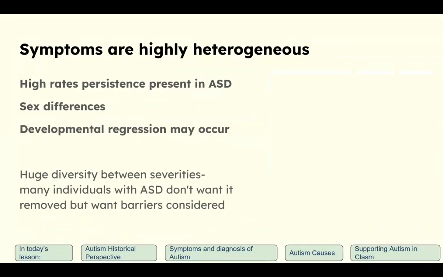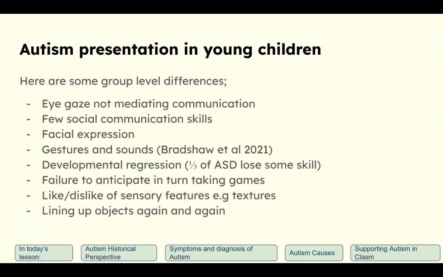Symptoms of autism spectrum disorder are highly heterogeneous and differ vastly between people with autism. Some people may be very much like talking, perhaps inappropriately. Some people may be non-verbal. There is a huge diversity between them, and many individuals with autism don't want it to be removed, but want the barriers considered when it comes to functioning in society.